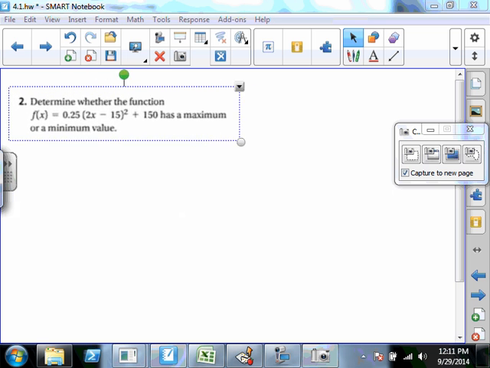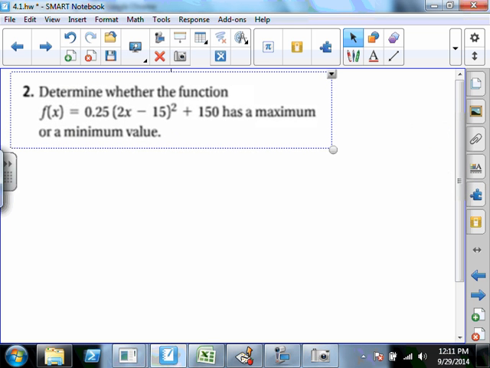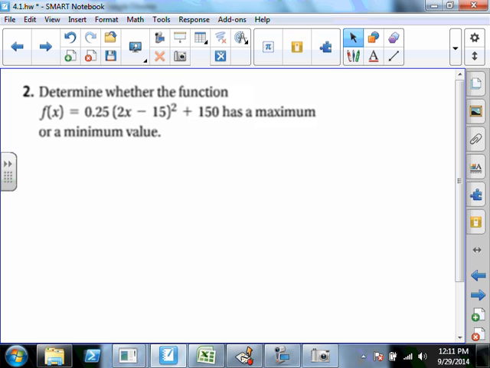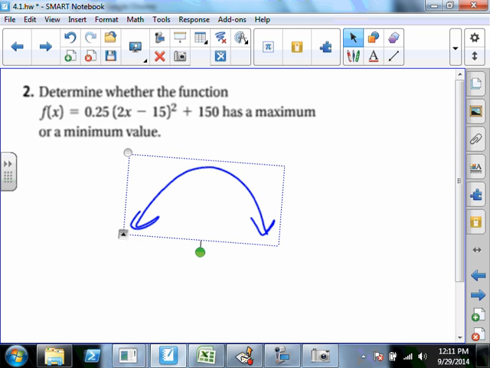So number 2 says, let's determine whether this thing has a minimum or a maximum value. Well, we have no idea what the graph looks like yet. Hopefully, we should be able to think, though, if the graph opens this way or if the graph opens this way. Can anyone tell me which way it opens and how you know?